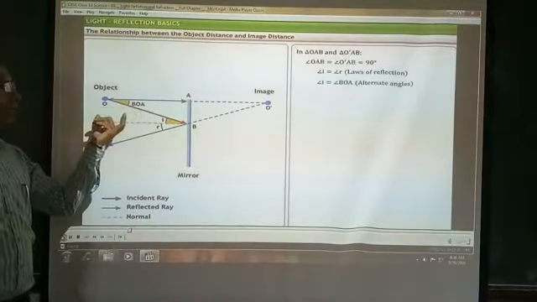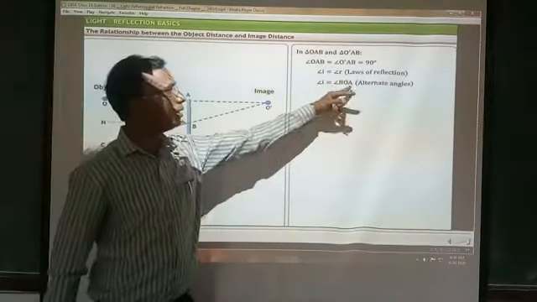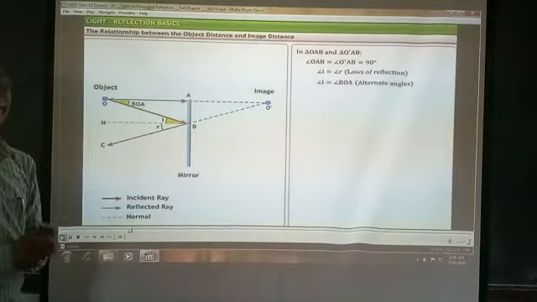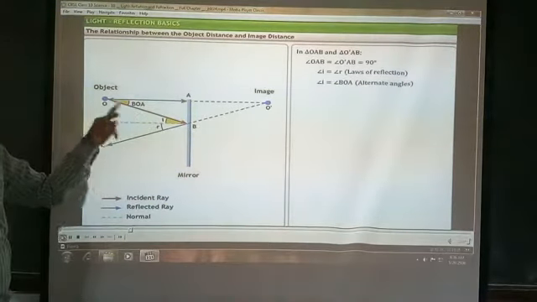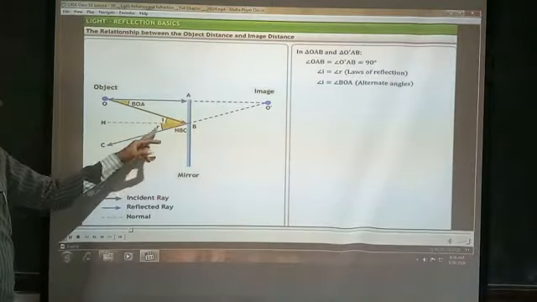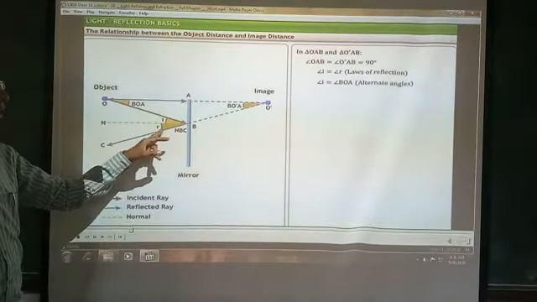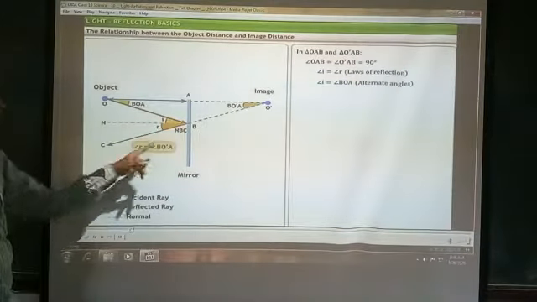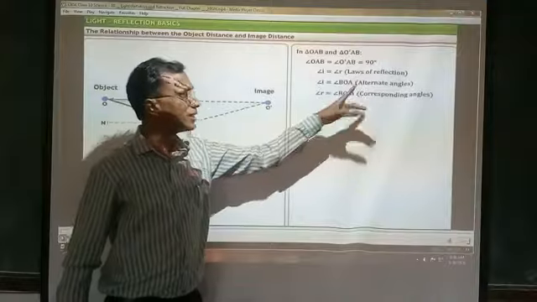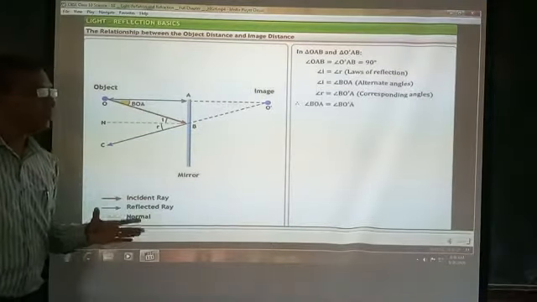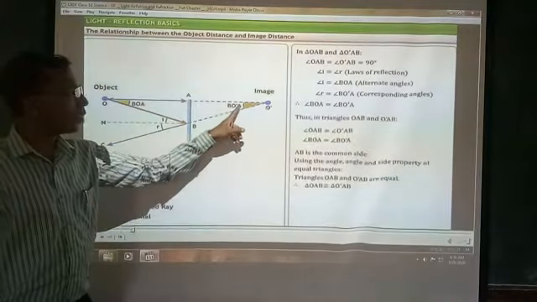So here angle I, the incident angle, is equal to angle BOA. These are the alternate angles. Similarly, here angle R, that is angle NPC, is the reflected angle, and it is an alternate angle to BOA. So NPC, that is angle R, is equal to BO'A, these being corresponding angles. So angle BOA is equal to angle BO'A.